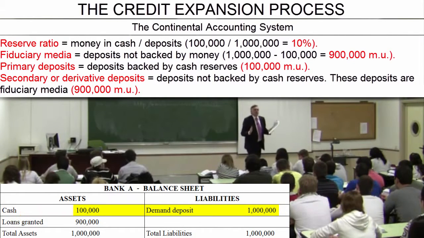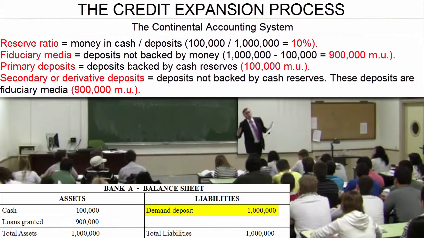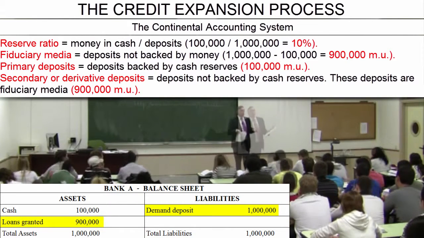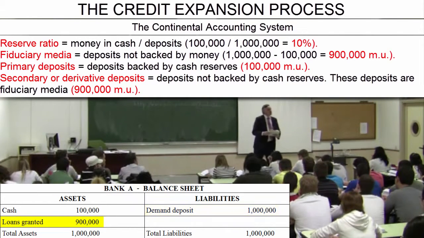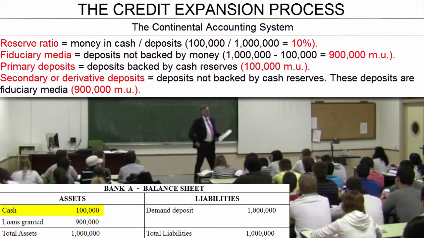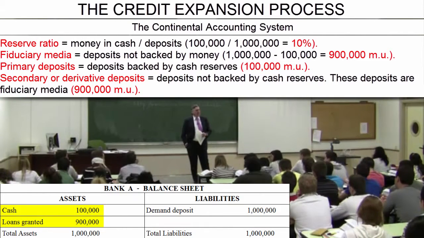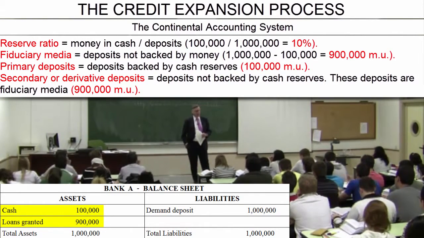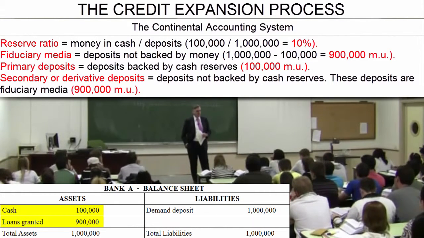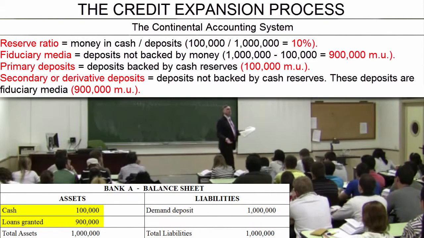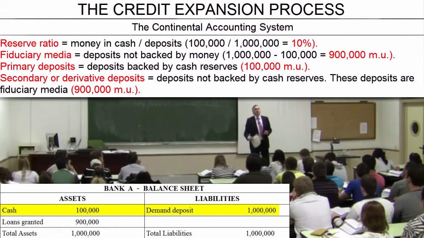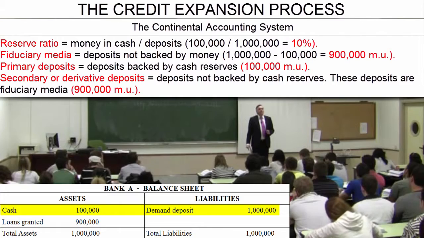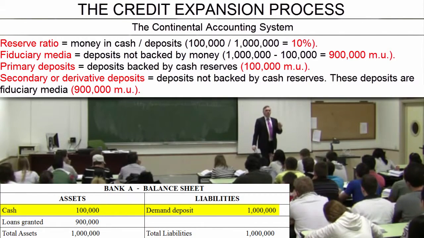And after this whole operation, 1 million monetary units in society have become 1,900,000. 1 million are in the form of real money. And where is it? 100,000 units are in the bank's vault, and 900,000 are in the possession of Company Z, the borrower, which has received the loan. And where are the other 900,000? They are fiduciary media created by the bank. That is, the portion of deposits without backing in the bank's vault.